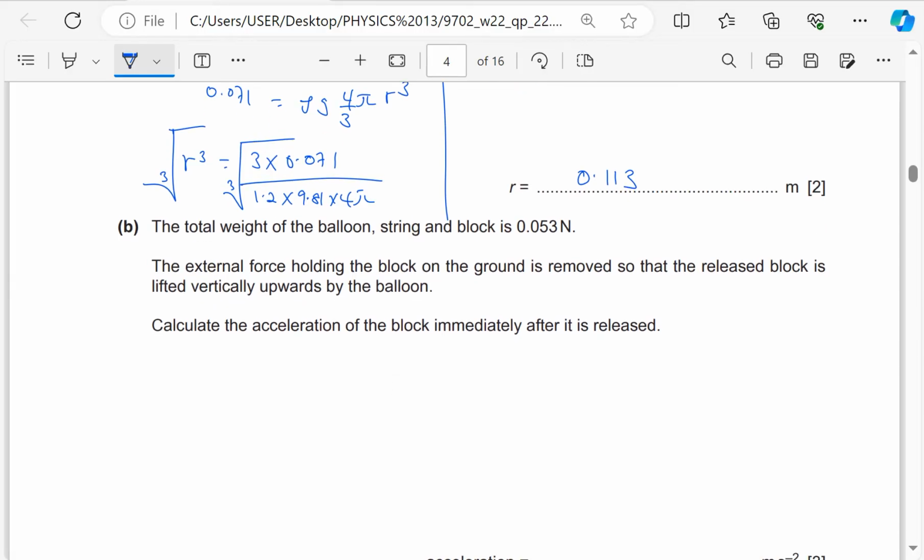Total weight of the balloon, string, and the block is 0.053 newtons. The external force holding the block and the ground is removed, so that the released block is lifted vertically upwards by the balloon. Calculate the acceleration of the block immediately after it is released. So first of all, let's find the mass which is being lifted, because they have given us the weight of the balloon, string, and the block. So the mass is going to be the weight divided by g.